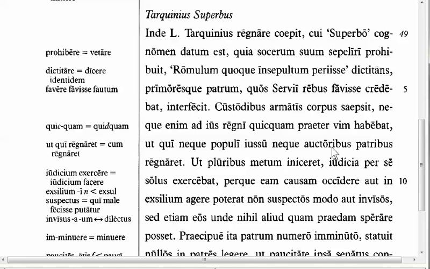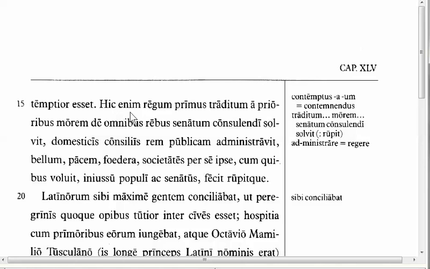The next new feature is in line 16. And here we'll start with 15. Hic enim regum primus traditum a prioribus morem de omnibus rebus senatum consulendi solvit. Domesticis consiliis rem publicam administravit, bellum pacem foedera societatis, per se ipse, cum quibus voluit, iniussu populi et senatus fecit rupitque.